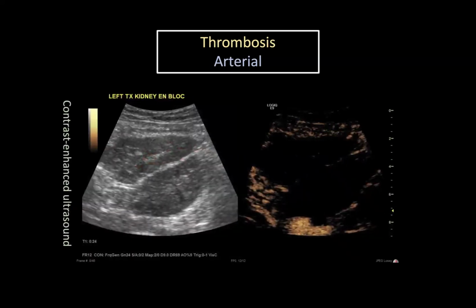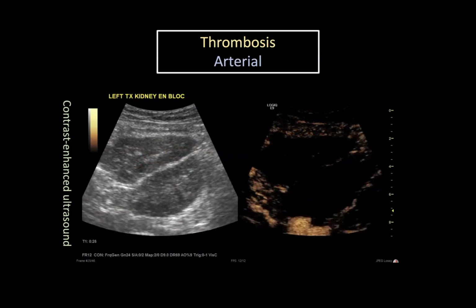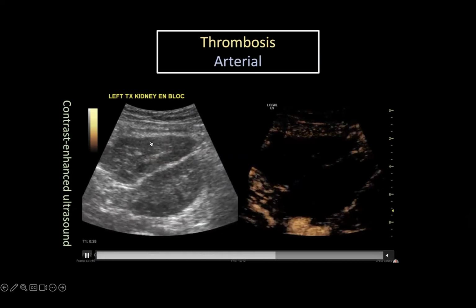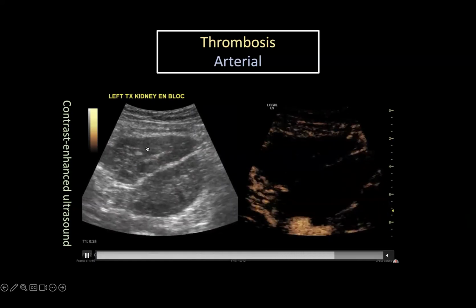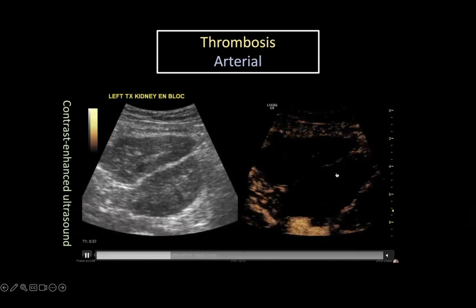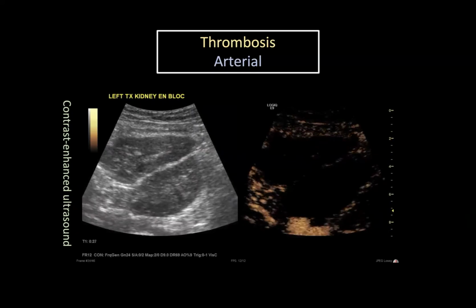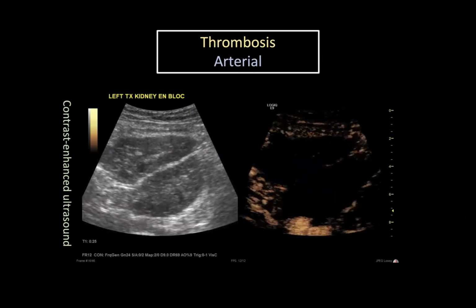Now, this is an example here of the use of contrast-enhanced ultrasound, where you're using microbubbles to be able to look to see if there's perfusion in here. Here you can see the grayscale images of both pediatric en bloc kidney grafts. And then when we're providing contrast-enhanced ultrasound, there's no perfusion whatsoever within this. So this is arterial thrombosis.